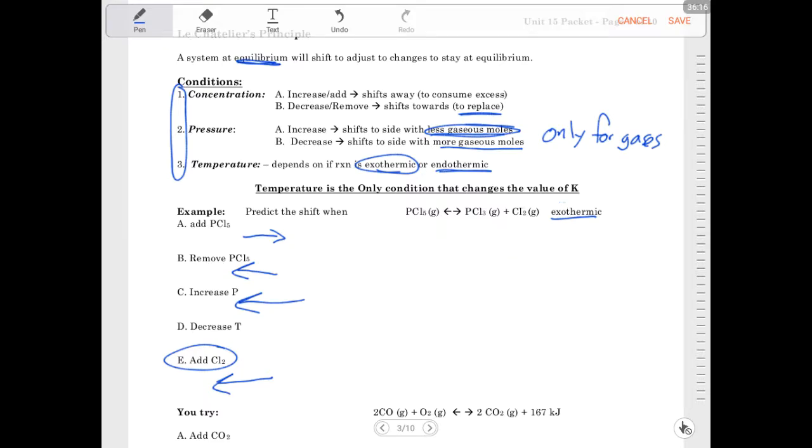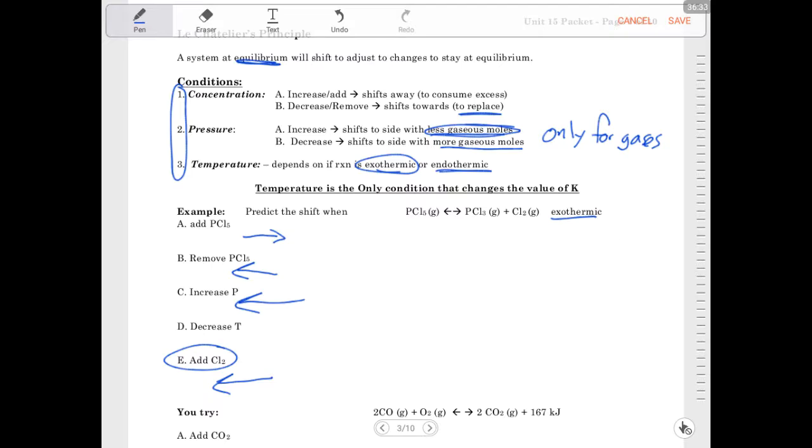If you increase temperature and it's an exothermic reaction, it's going to shift back to the left, because it wants to go away from where that heat is. If you decrease the temperature, it's going to do the opposite. It's going to go toward the exothermic.